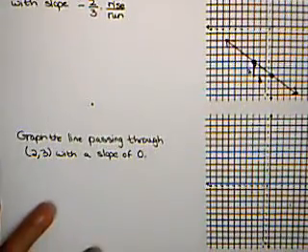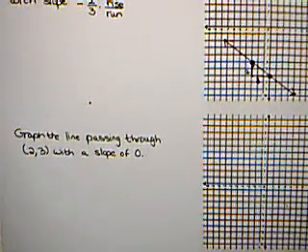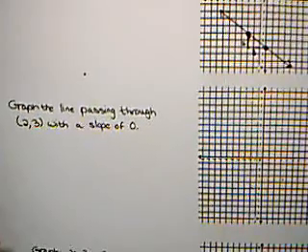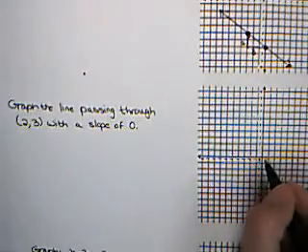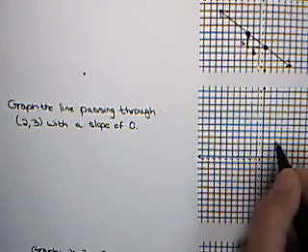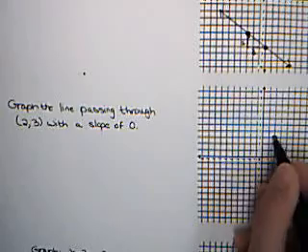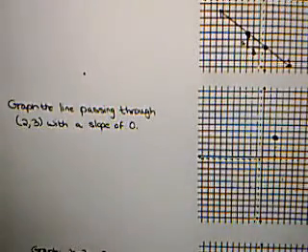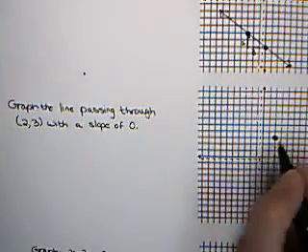In the second example, we graph the line passing through +2, +3. So starting at the origin, +2 says go to the right 2 because that's my x value. +3 says go up 3, and then I'm going to mark my point. It is only one point with a slope of 0.